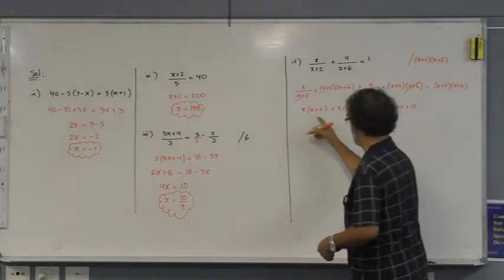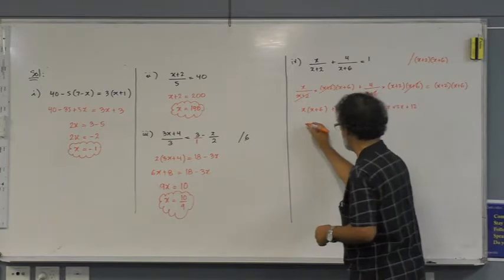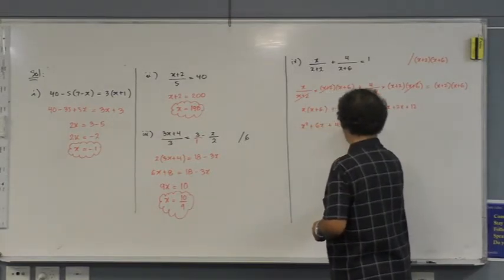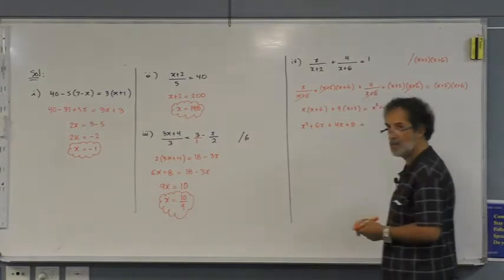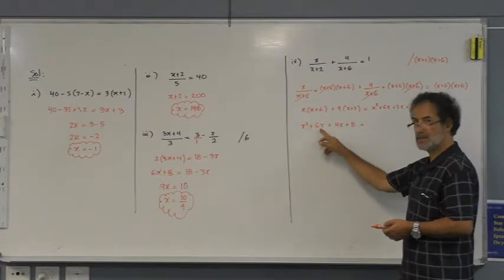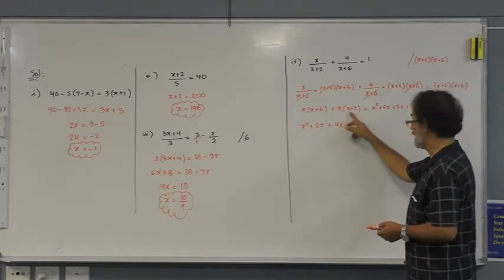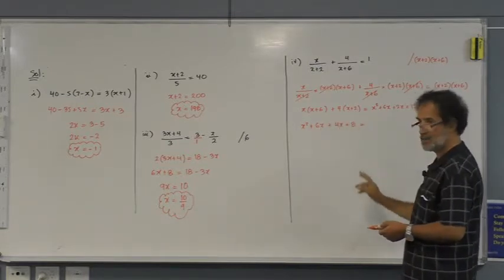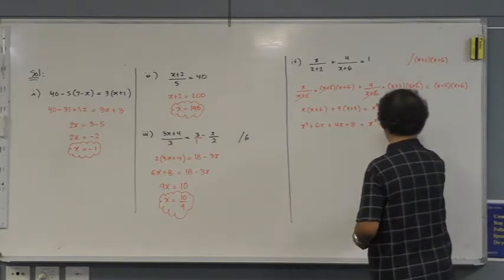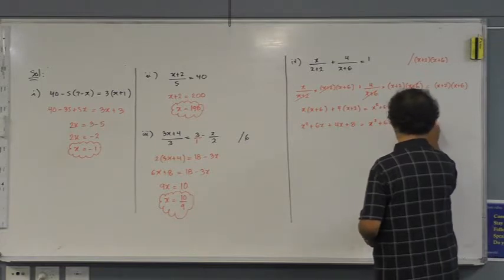All right, and then let's see what happened on the other side. On the other side, we're going to have x squared plus 6x plus 4x plus 8. Okay, so x times x is x squared, x times 6 is 6x, 4 times x is 4x, and then 4 times 2 is 8. Okay, and then we have x squared plus 6x plus 2x plus 12.